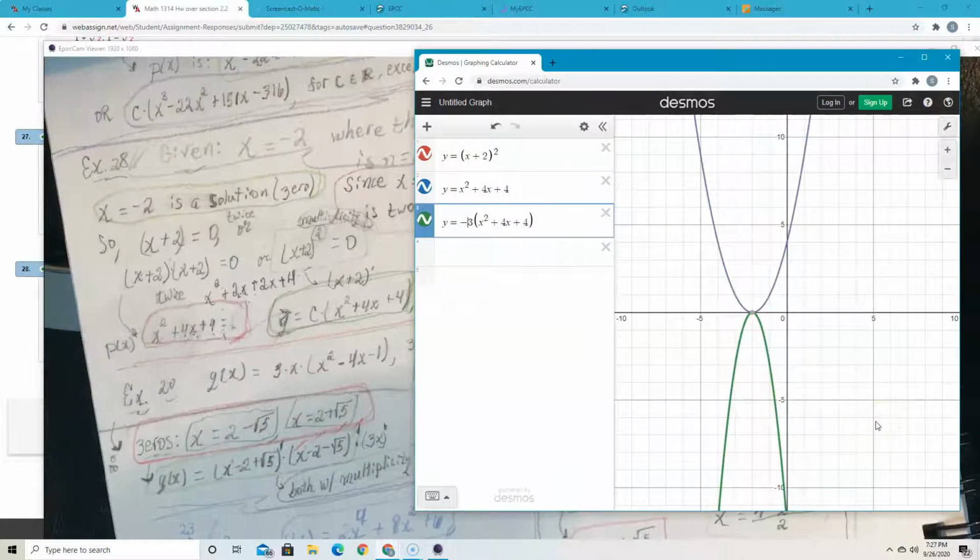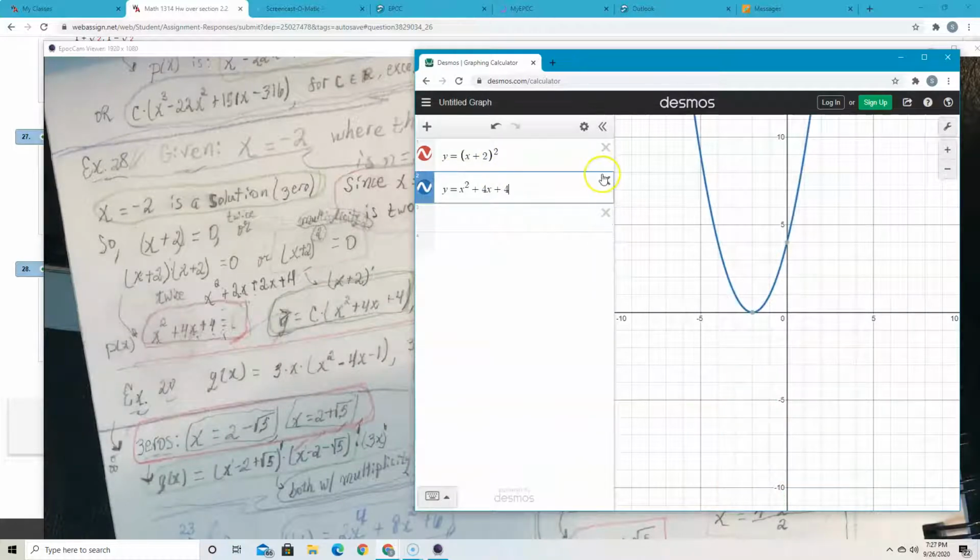Now I want to go back, and we'll put it in WebAssign in a moment, but I want to talk about this multiplicity 2. So I'm going to erase the green one here. This multiplicity 2 tells us something besides that x plus 2 was counted twice, or that x equals -2 is a solution. It is a 0 that has multiplicity 2. When we have an even multiplicity, 2 is an even number.